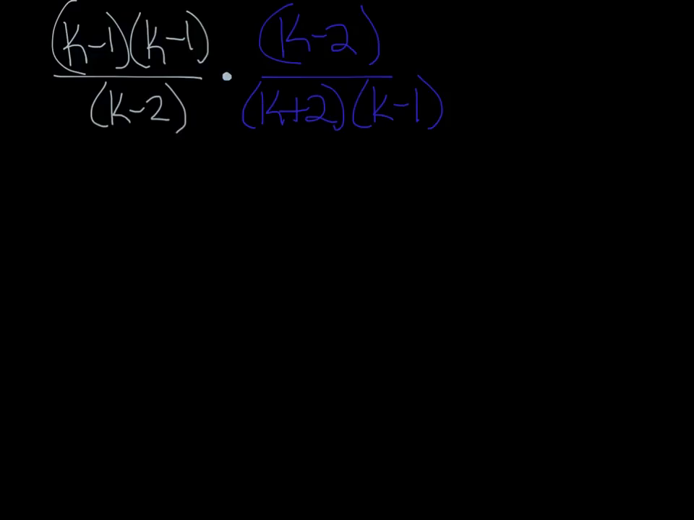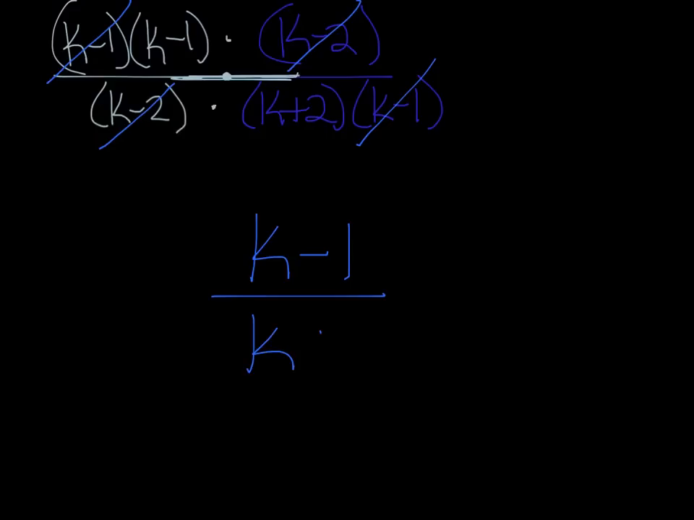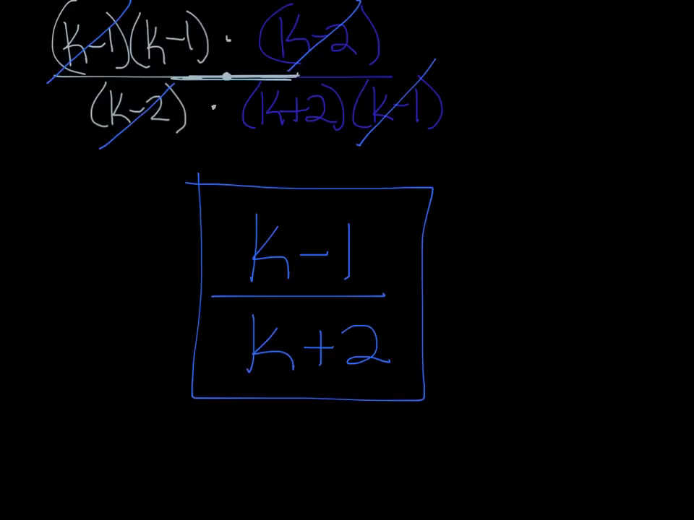So now we're flipping and multiplying. And remember, when we multiply, we can just connect this across and times. So it's all together now. And that means I can just start crossing things out because I've got a k minus 1 here and here, and those groups can cancel out. And I have a k minus 2 here and here, and those groups can cancel out. So all I have left on top is a k minus 1, and all I have left on the bottom is a k plus 2, and that is as simplified as it's going to get.